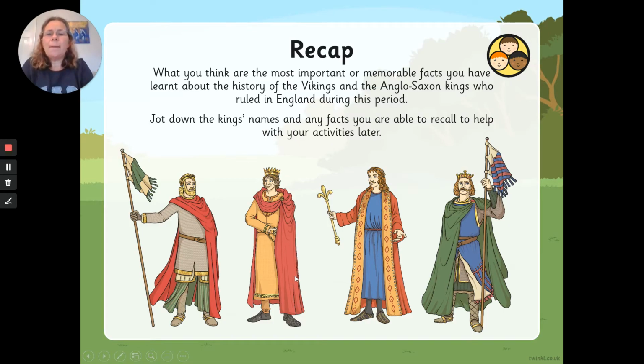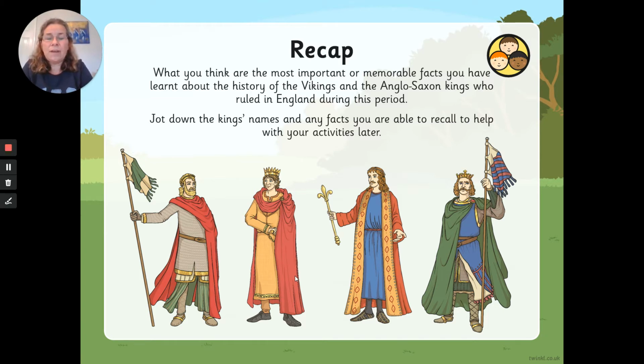Let's have a quick recap. What do you think are the most important or memorable facts you have learnt about the history of the Vikings and Anglo-Saxon kings who ruled in England during this period? Think about what you've learnt so far, a few weeks ago when you looked at a few of the kings at the beginning. If you've got a piece of paper or even your little pack together, just jot down with a pencil any king's names that you can remember or any facts that you can recall. That'll help you with your activities later.